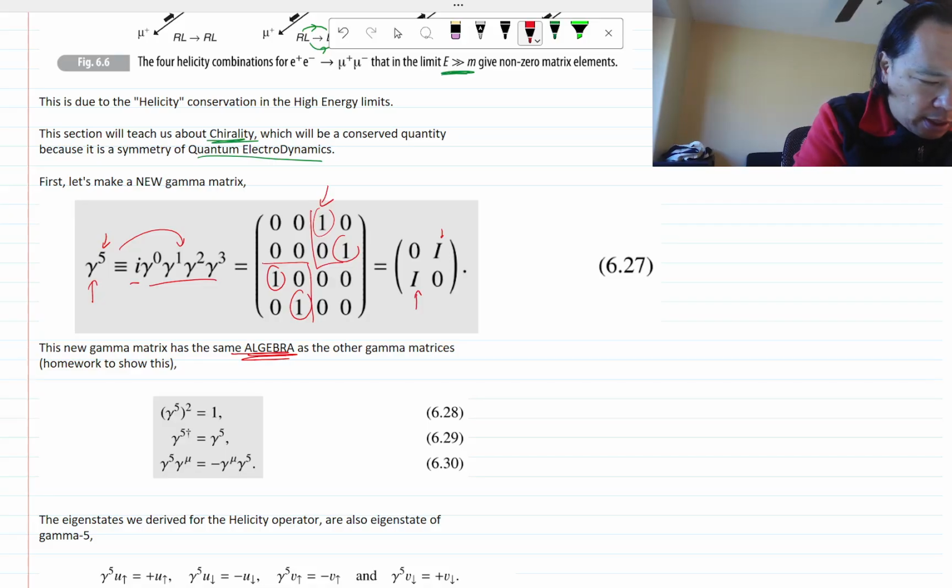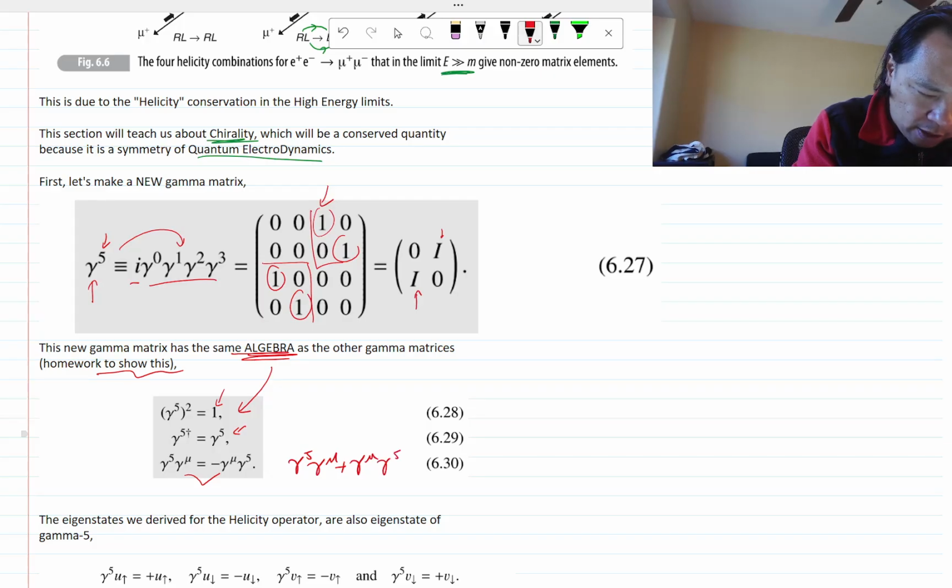Okay, and then you guys will get to play around to show that it satisfies the same algebra as the other gamma matrices: whenever you square a gamma matrix, you end up with the identity, and it is Hermitian, meaning you take the complex conjugate and then you adjoin it, you get the same thing. And then they also anti-commute with each other, right? Just to write this out a little bit more clearly: gamma mu gamma 5 plus gamma 5 gamma mu equals 0.